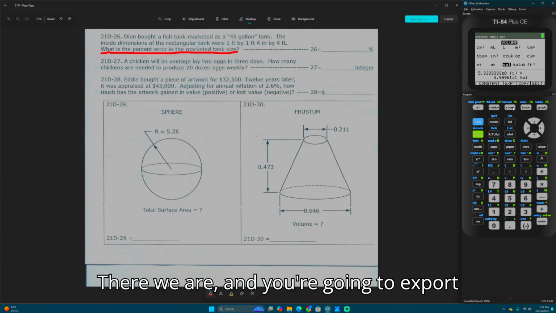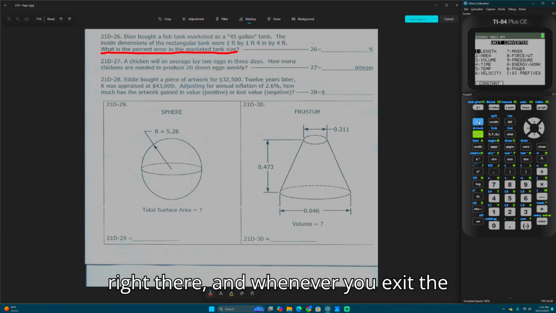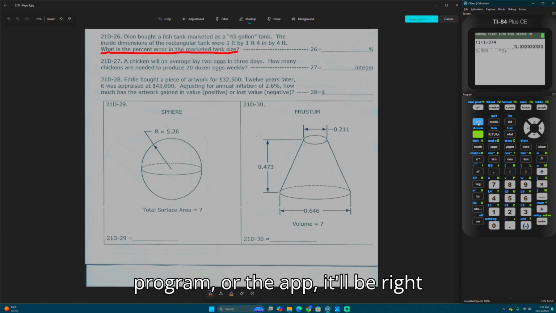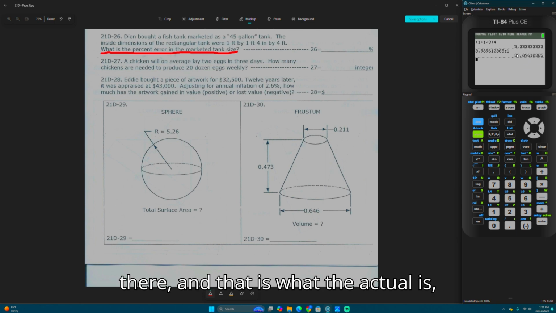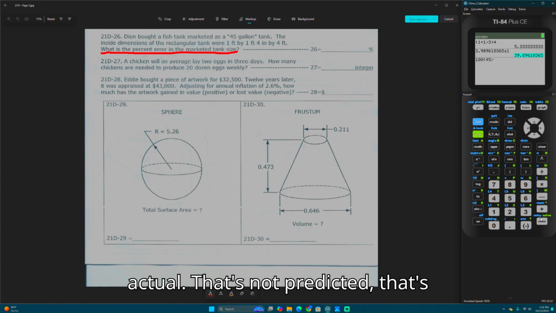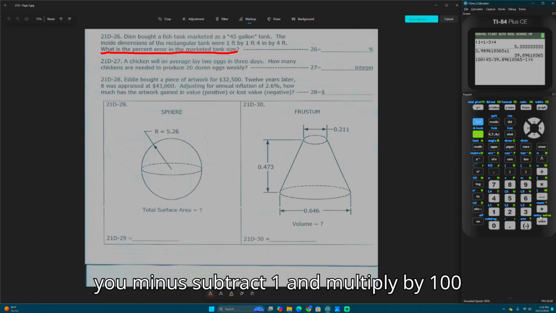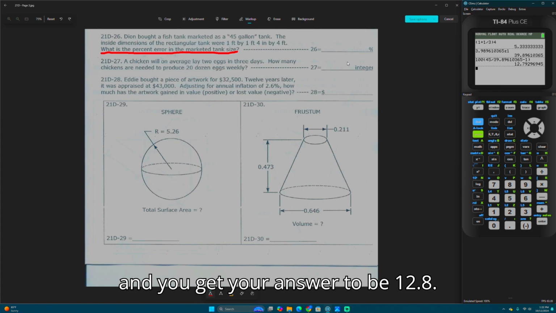There we are. And you're going to export that by clicking the little zoom button right there. And whenever you exit the program or the app, it'll be right there. And that is what the actual is. And with the formula, you do the predicted, which is 45, over the actual. Or that's not predicted, that's estimated, but same difference. And then you subtract 1 and multiply by 100, and you get your answer to be 12.8.